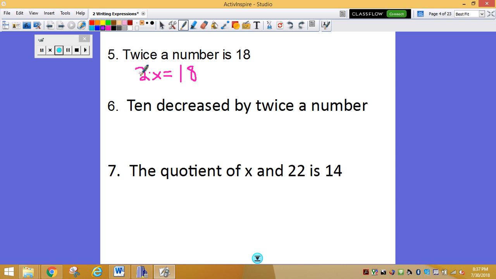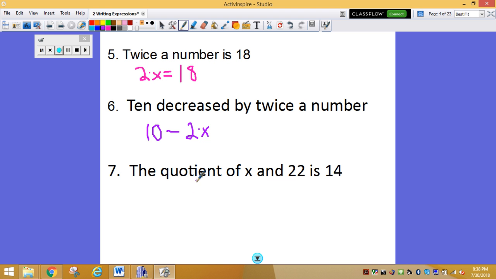All right, hopefully you have attempted number 6 and 7, so let's do this. 10 decreased by, that means subtract, twice a number. Remember, I just did twice up here. Twice means 2 times and a number. It has to be in this order. The 10 has to come first. The only way yours might be different, you didn't have to use an X. You could have used any other letter, okay?